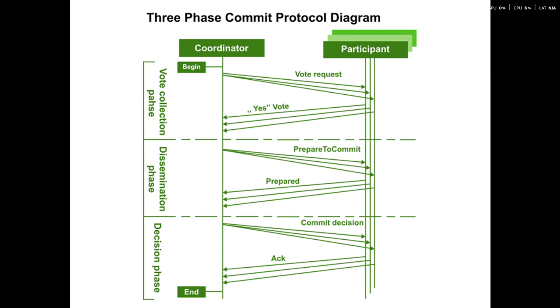Next, the vote request is sent to the participants. They send the acknowledgement, yes or no. Then the decision phase: the coordinator can prepare to commit or not commit. It sends the prepare-commit message to the participants. They are prepared. Then the coordinator sends the commit decision, and they send the acknowledgement.